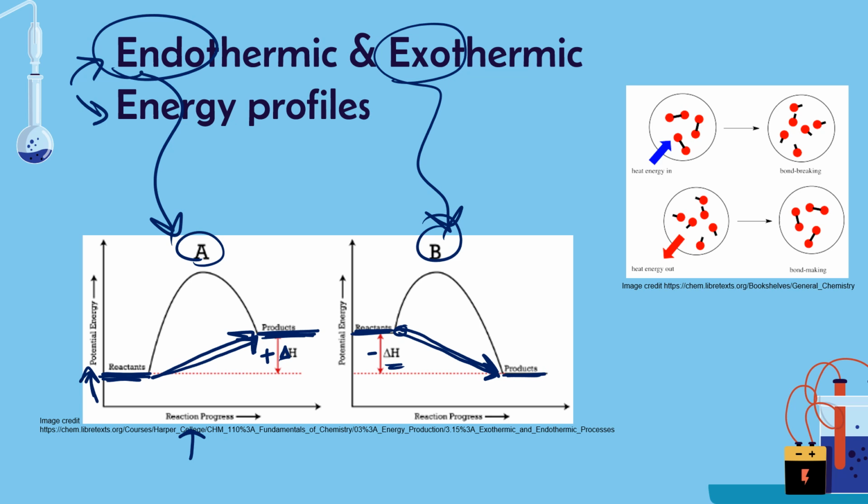Let's talk a little bit more about these hills that we have between the reactants and the products. This increase in energy is the amount of energy needed to break the bonds in the reactants. So here we're having to add some heat. We're adding energy in order to break bonds. We're breaking the bonds of the reactants. This is the amount of energy needed to break the bonds of all the reactant molecules. We're going to call this the activation energy. Activation energy is the amount of energy needed to break the bonds in the reactant molecules.